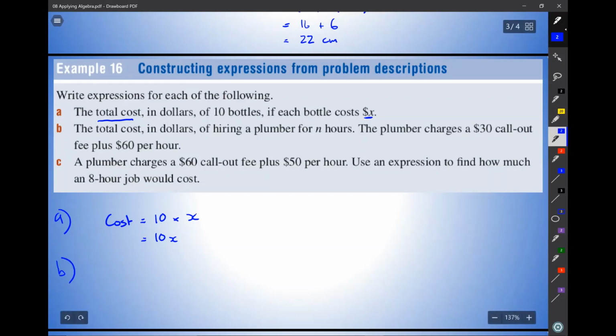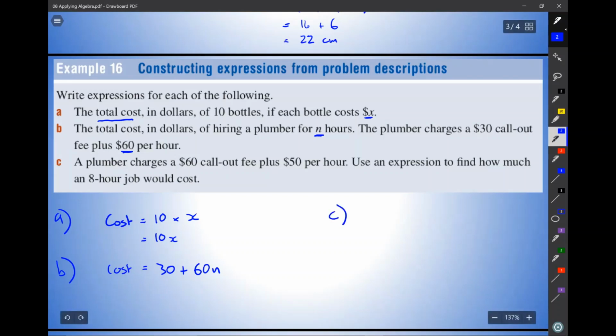Second example. Again, we're looking for the total cost in dollars of hiring a plumber for N hours, where the plumber charges a $30 call-out fee plus $60 an hour. So we're always going to be charged the $30, so that will always be part of the cost. And then we're going to add onto our cost $60 for every n hours. So we need 60 lots of n. Same as we had in the first question.